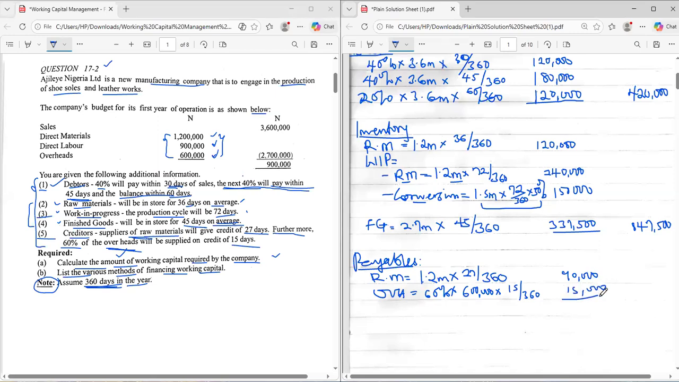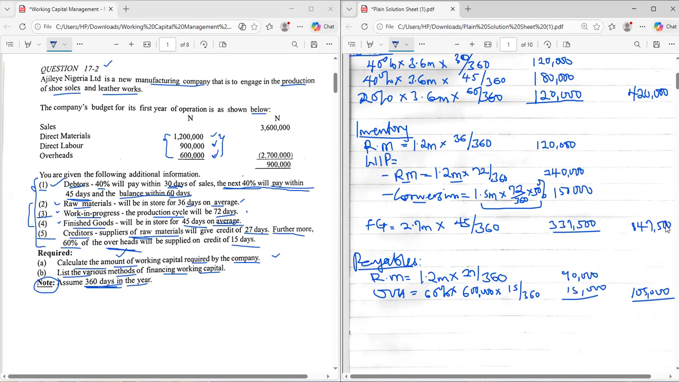Add everything. What do you get? 105,000. So what do we do to it? We reduce the 105,000. You bracket it.